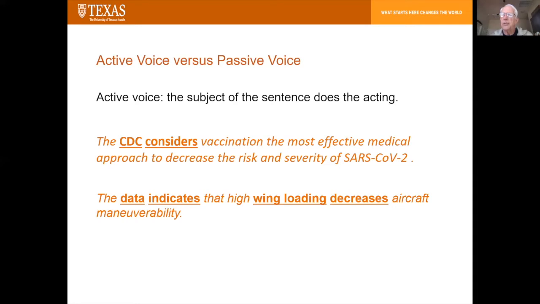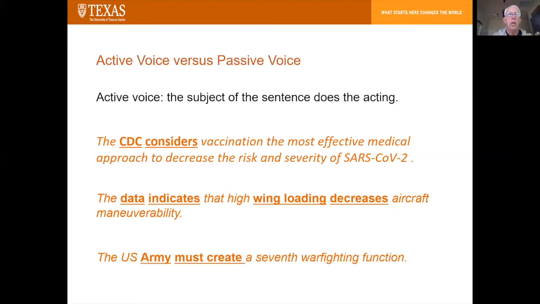The subject of the sentence in active voice doesn't have to be a person. It can be an inanimate object. So, the data indicates that high wing loading decreases aircraft maneuverability. We have two instances here, data indicating and wing loading decreasing. And then finally, the US Army must create a seventh warfighting function. Subject is Army, must create is the verb.